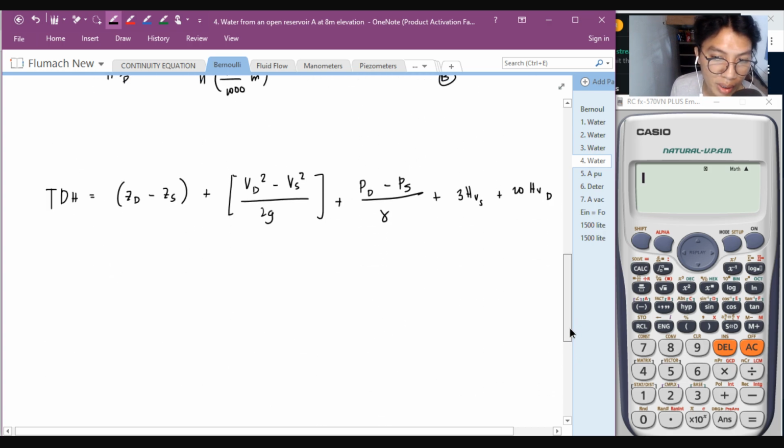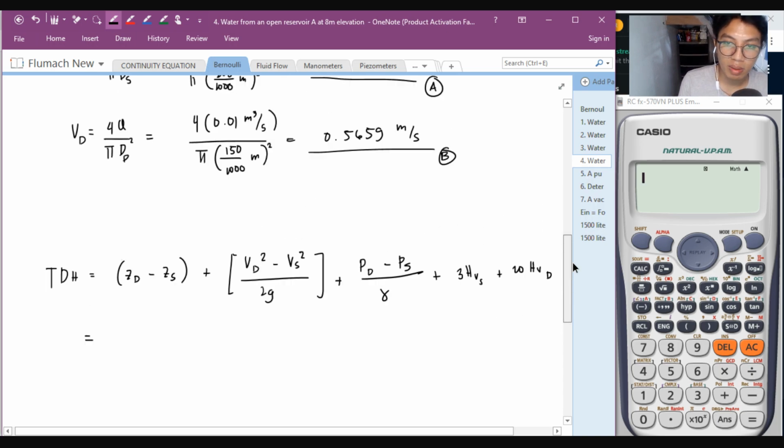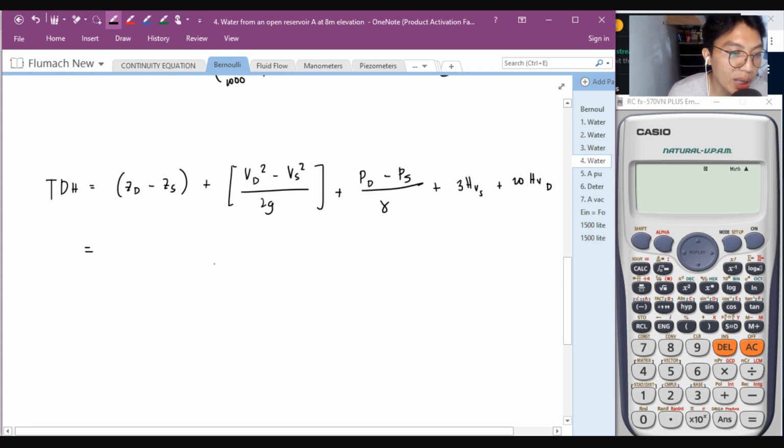Okay? Solve natin. So, ZD is, palagay natin, ZD is 70 minus 4. That is 66 minus ZS 8 minus 4, that is 4, plus VD, the letter A, and the letter B to. In-store nating value kay B. Lagay ko, letter B squared minus A squared divided by 2G. Velocity head yan, ha?